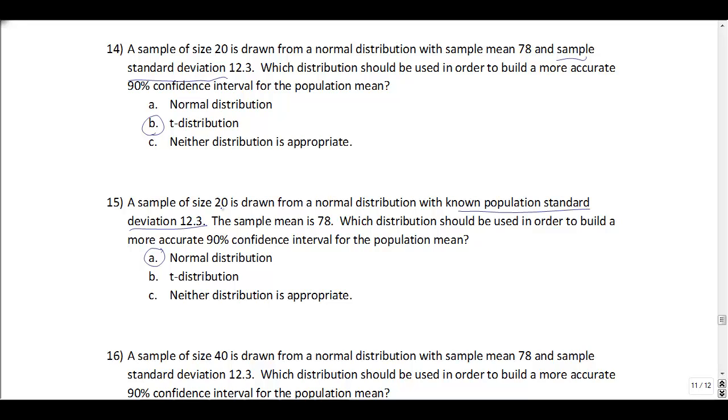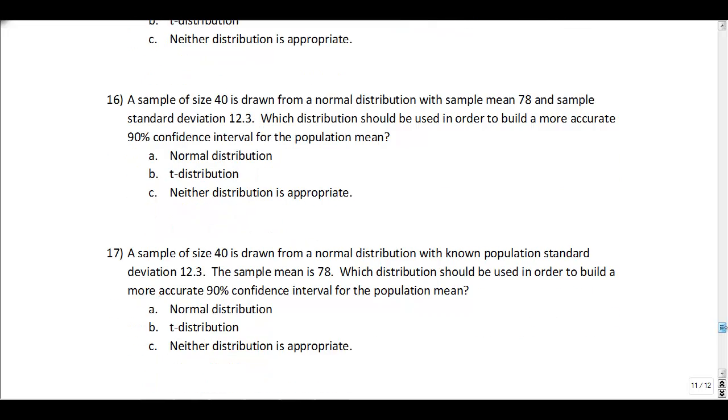Sort of an interesting variation here. I'm not sure if there's one like this, but if I knew both the population standard deviation and the sample standard deviation, what I ought to do is use the normal distribution with the population standard deviation. The goal of the sample standard deviation is to estimate the population standard deviation. But if you have the population standard deviation already, you might as well ignore the sample standard deviation.